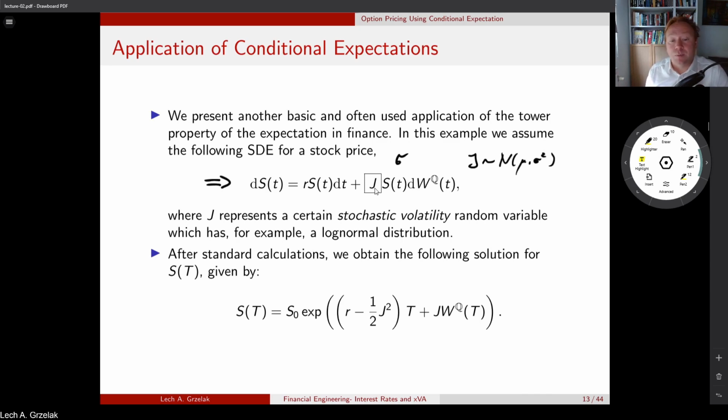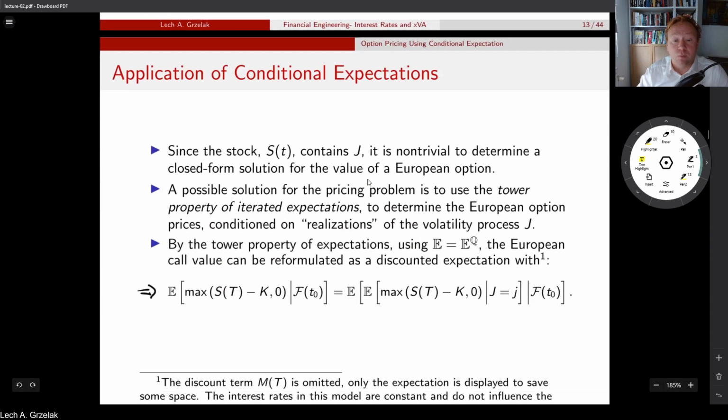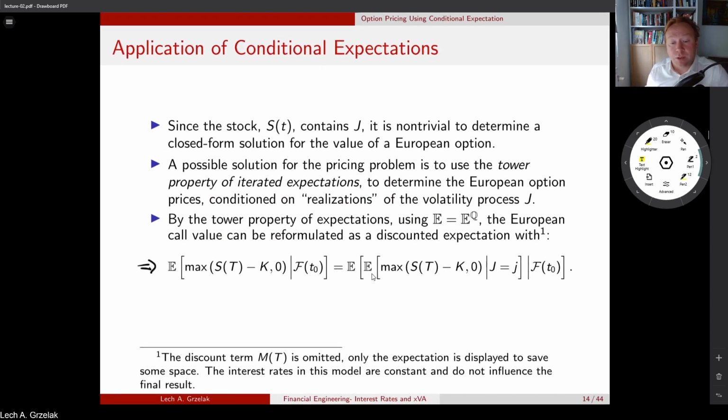So the idea is to condition the expectation for a call option price on J. Then for each realization of J, we can simply apply the Black-Scholes pricing formula. So this is what happens here. We have a tower property, with an outer expectation and an inner expectation. In the inner expectation we take the maximum of S_T minus K, just as we had here. However, we condition on J equal to small j.